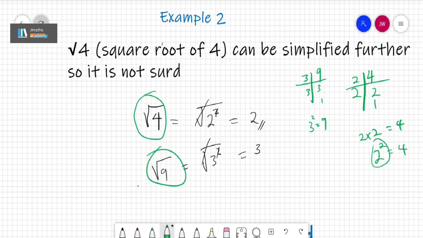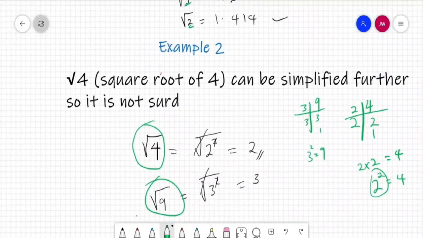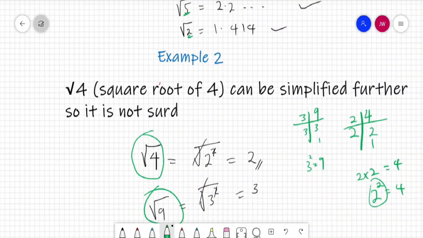So I think that's that for that. With all these examples, I'm sure you know which roots are surds and which roots are not surds.